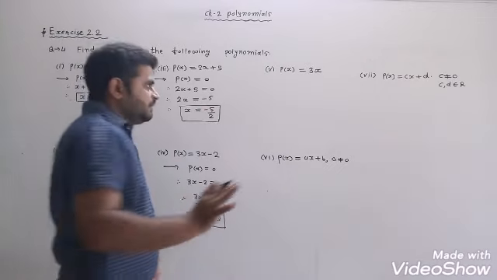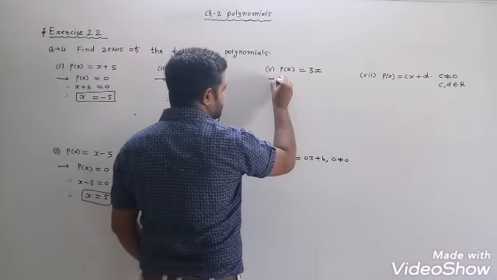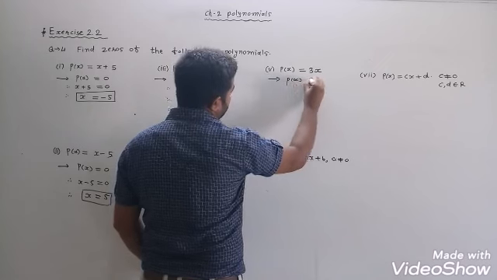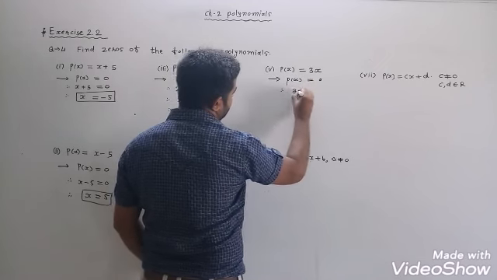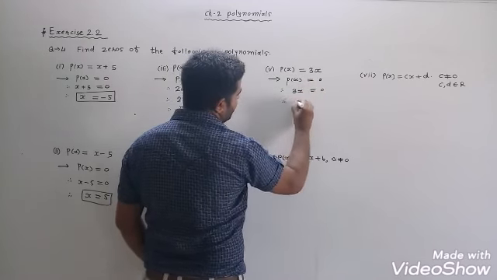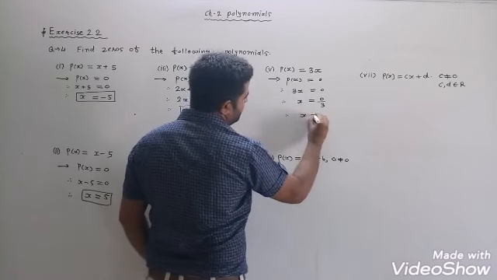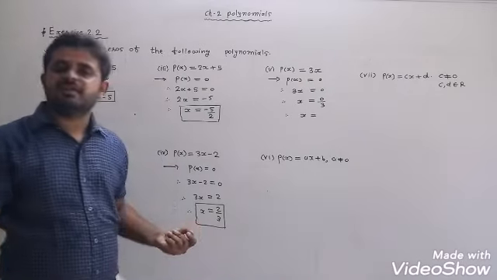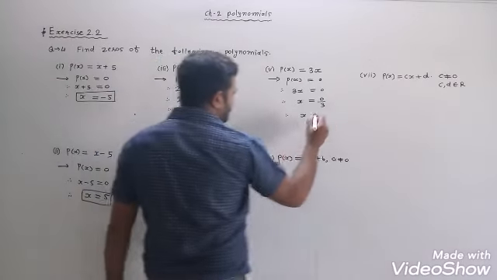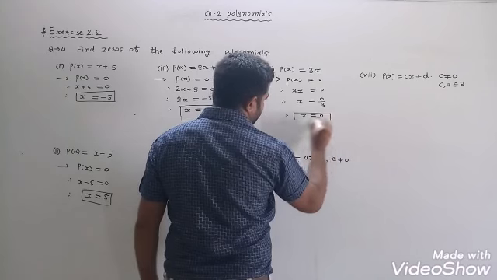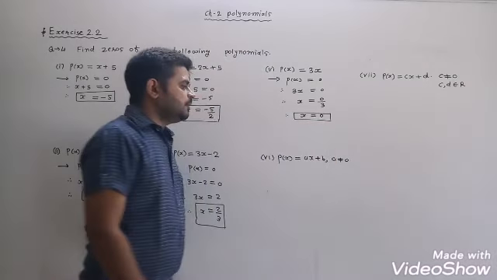Now question number 5. P of x is equal to 3x. So easy. P of x is equal to 0, which means that 3x is equal to 0. Now x as the subject, 0 divided by 3. If you divide 0 by 3, the answer is 0. So the value of the zero is 0.